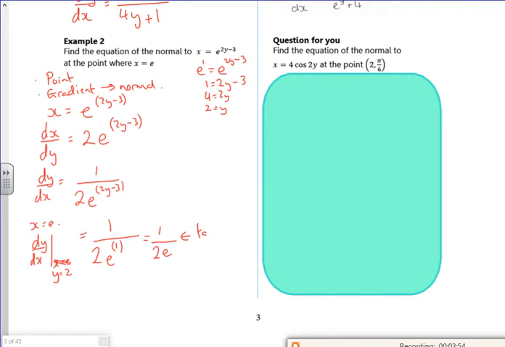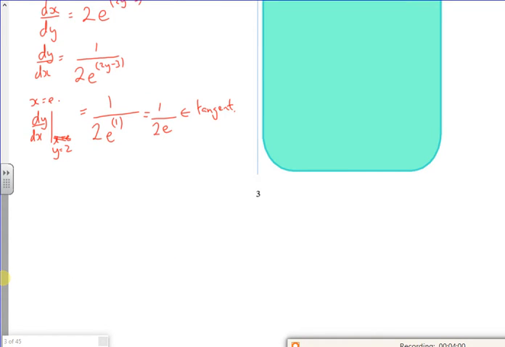So that's my tangent. Now the normal, be careful with the normal, because AQA, like you said, use m1 m2 equals minus 1. That's telling you that the gradient of the perpendicular times the gradient of the original line is minus 1. So that means my gradient is minus 2e. And I know it's at the point e, 2. Now we don't like using e's in gradients and points, but it's just like using a number, isn't it? It is just a number.